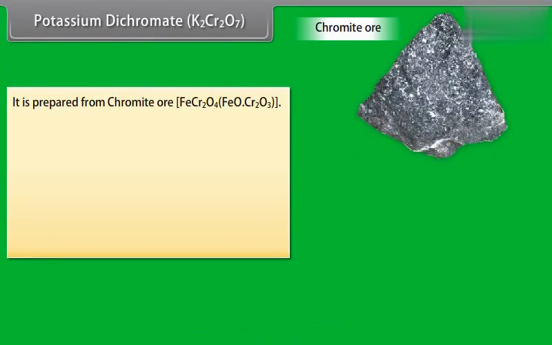Potassium dichromate, K2Cr2O7. It is prepared from chromite ore.